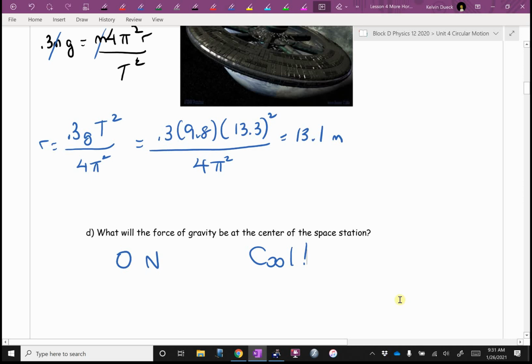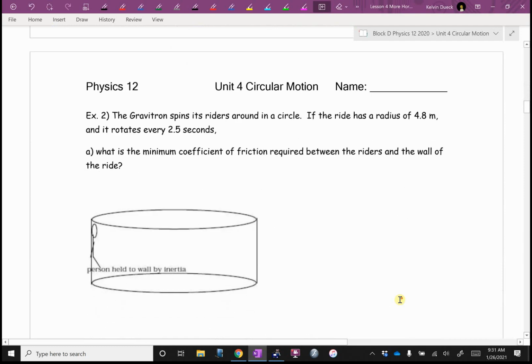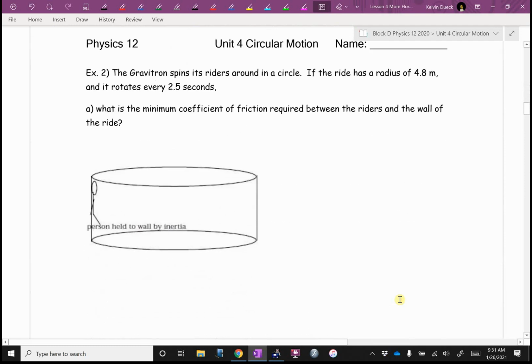So that's one neat horizontal circle, artificial gravity. Last day we looked at cars going around corners, horizontal circle. The Gravitron. I like example 2. Example 2 is a nice question. Oh, I'll even be more blatant. There's going to be a Gravitron on your test.